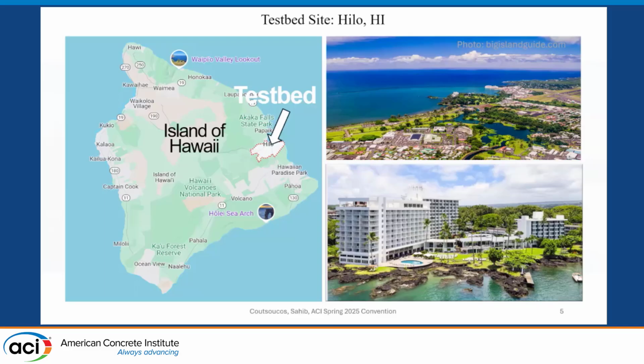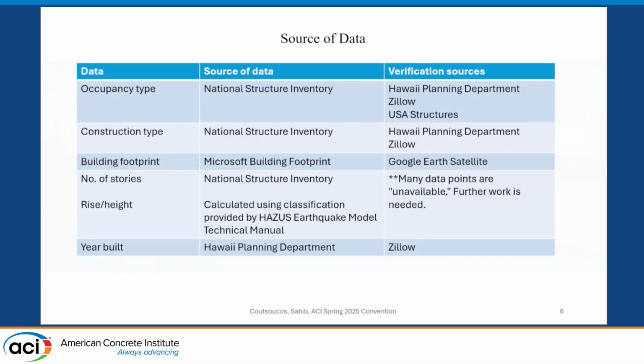The collected inventory focused on a mix of buildings of different construction types rather than just concrete, but for the purpose of this presentation, we will look at concrete buildings. Some of the data that was collected included occupancy type, construction type, number of stories, year built, and building footprints for the purpose of mapping everything on ArcGIS Pro. The sources that were used included NSI, National Structure Inventory, Microsoft Building Footprint, and the Hawaii Planning Department websites.